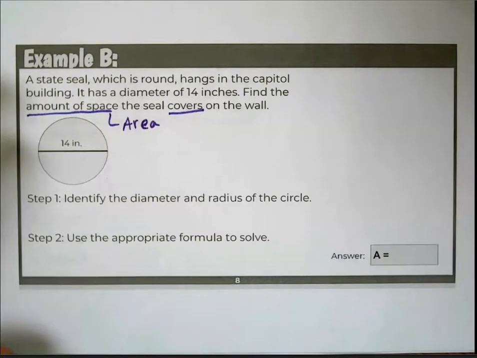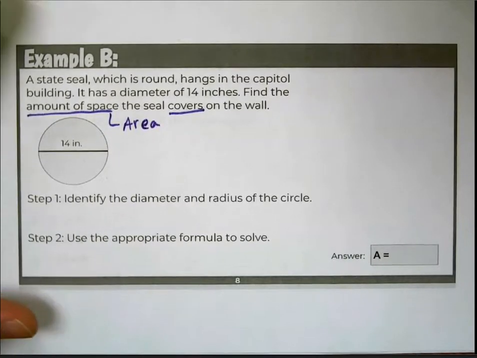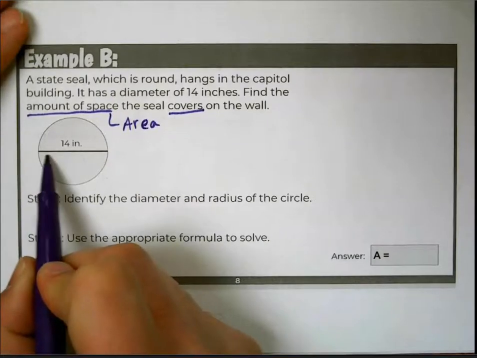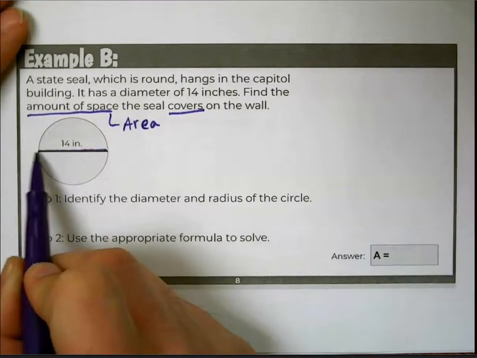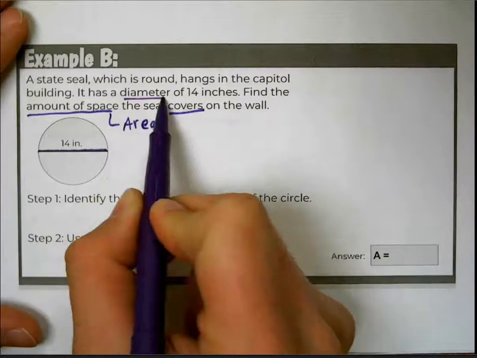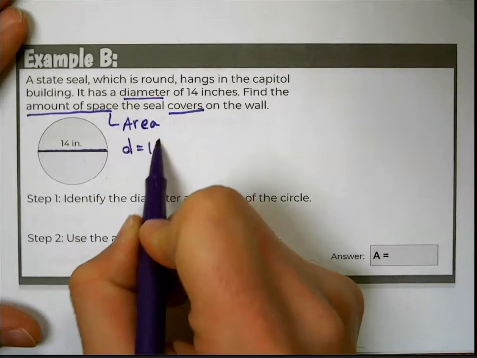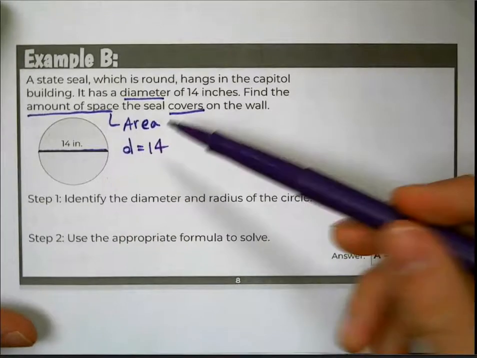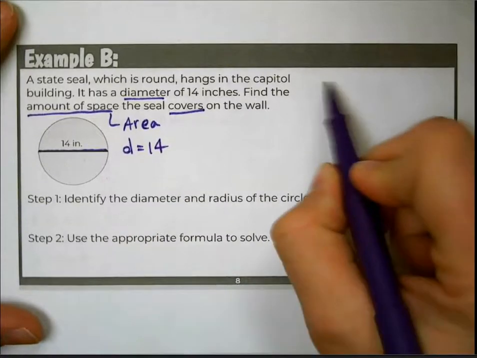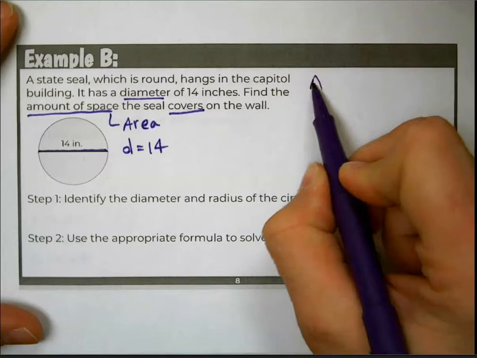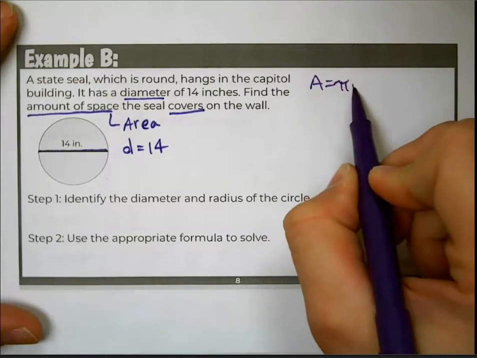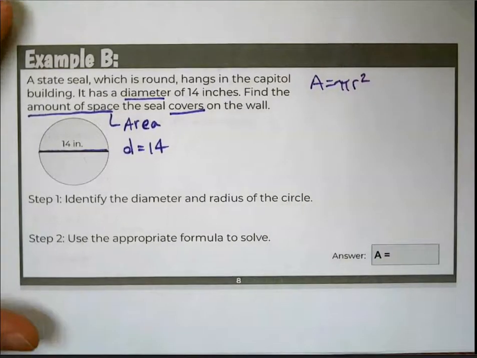All right, so step 1, identify the diameter and radius of the circle. Well, this time they gave us the length all the way across it, and they even used the word diameter. So the diameter is 14. But if we're trying to find the area, remember the formula for area is pi r squared. It doesn't have d or diameter anywhere in there.